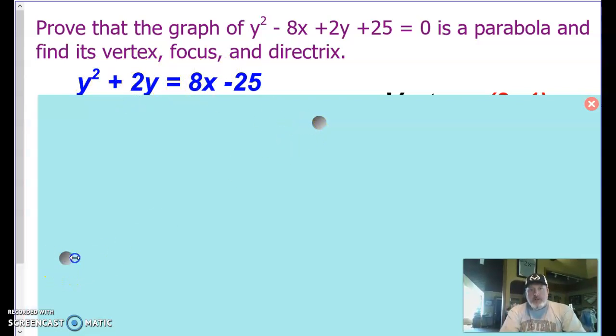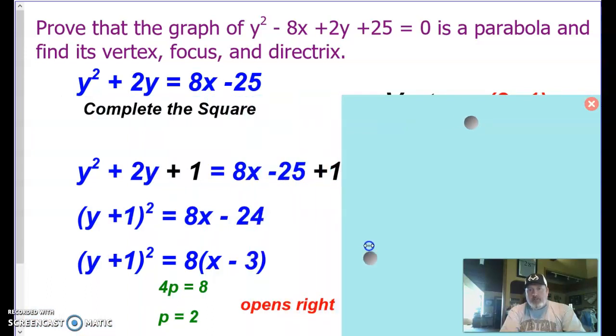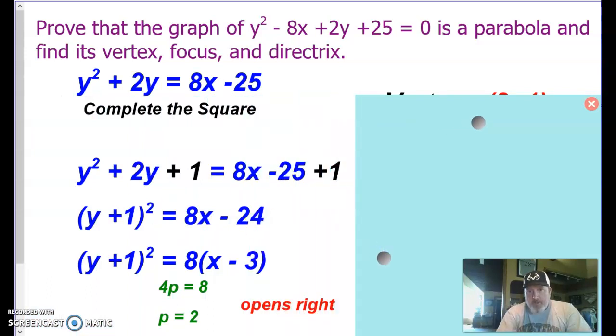Then to start this, we are going to complete the square. So I'll just pick it up there next. So half of 2 is 1. 1 squared is 1. I'm going to add 1 to both sides. So hopefully you can see that right there. This now becomes y plus 1 squared. The right side is 8x minus 24. At this point, we're almost done. The last thing to do is just to take a common factor out here. So if I factor 8 out, I get 8 times (x minus 3). And now this equation is in standard form of a parabola.